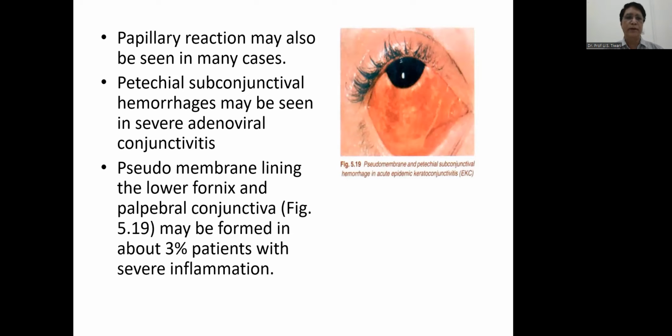There can be petechial subconjunctival hemorrhages that may be seen in the severe adenoviral form of conjunctivitis. Pseudomembrane formation lining the lower fornix and the palpebral conjunctiva may occur in a minority, about 3% of cases with severe inflammation. So you may even get pseudomembrane formation as shown in this picture.